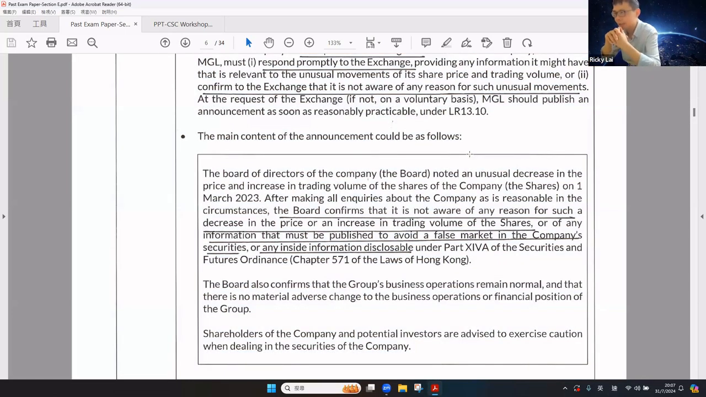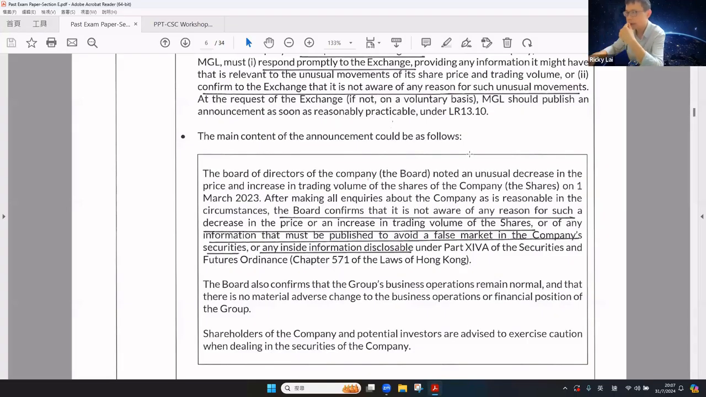Okay, the suggested wording is that the board notes an unusual decrease in the price and increase in trading volume on March 1st. After making all inquiries about the company as is reasonable in the circumstances, the board confirmed that it is not aware of any reason for the decrease in the price or an increase in trading volume of the shares, or of any information that must be made public to avoid a false market in the company's securities, or any inside information discloseable under the SFO.